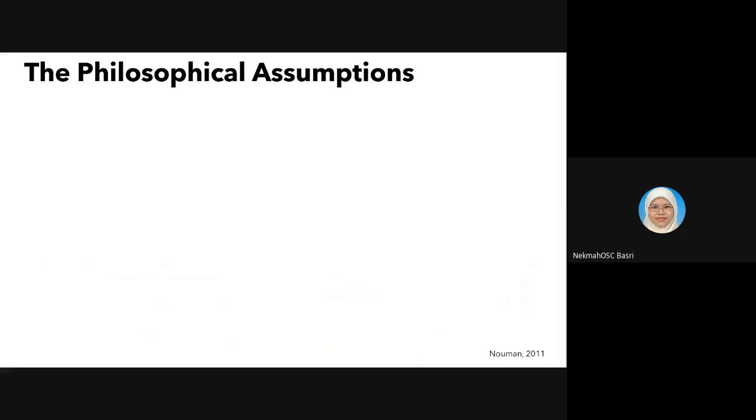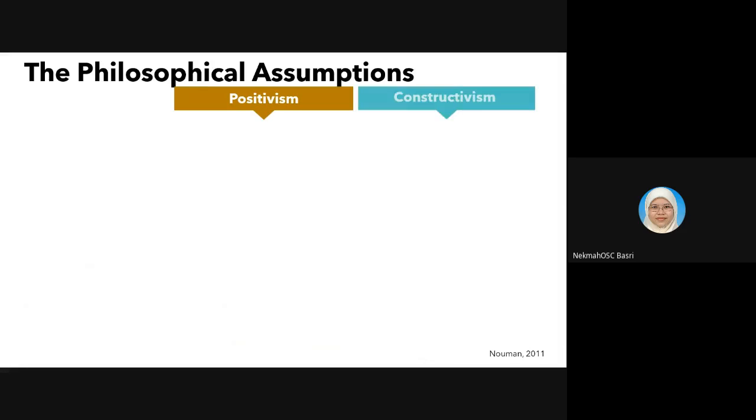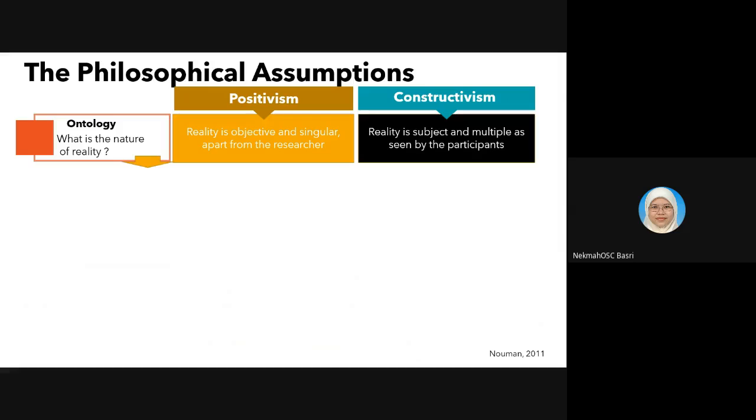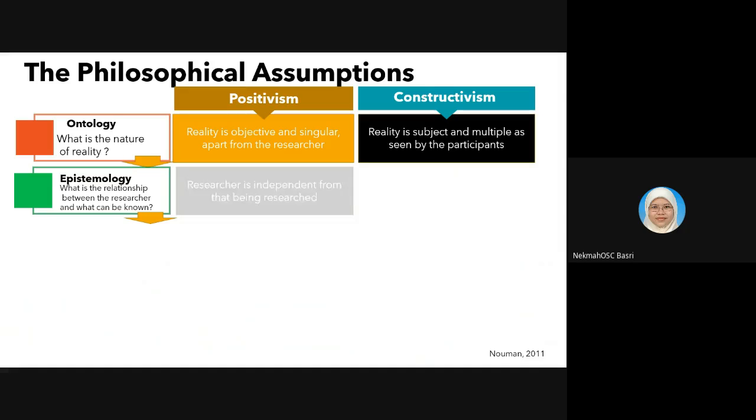So it's about philosophical assumptions: positivism and constructivism. What are positivism and constructivism actually? On ontology, it's about the nature of reality. For positivism, reality is objective and singular, apart from the researcher, while for constructivism, reality is subjective and multiple, as seen by the participants. On epistemology, what is the relationship between the researcher and what can be known?